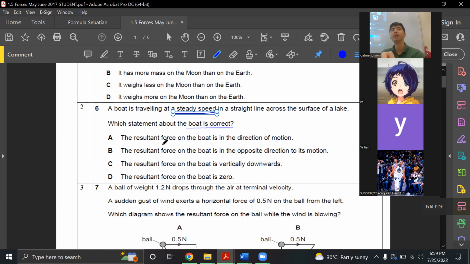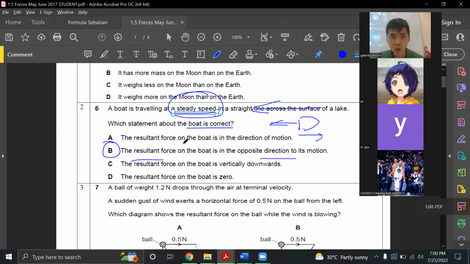Who was the one that wanted this? Who wrote anything else? You wrote B: the resultant force on the boat is in the opposite direction of its movement. How can the resultant force be in the opposite direction? If it were, it would be decelerating, not moving at steady speed.